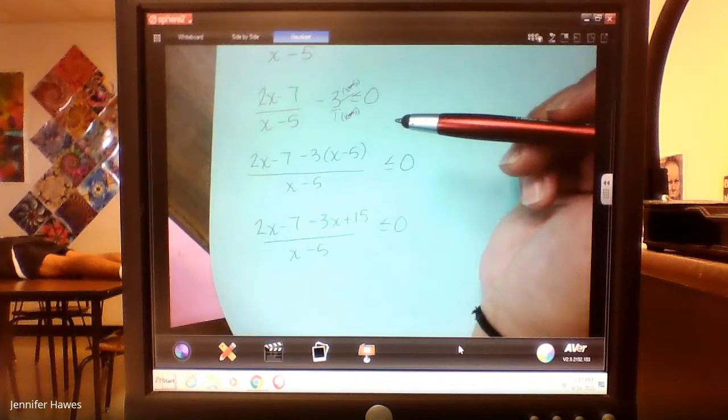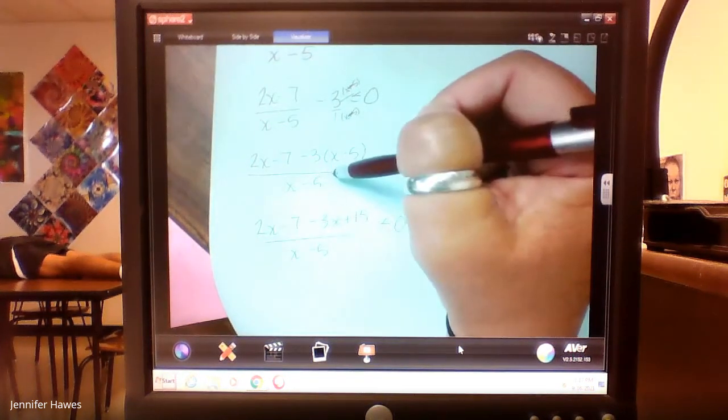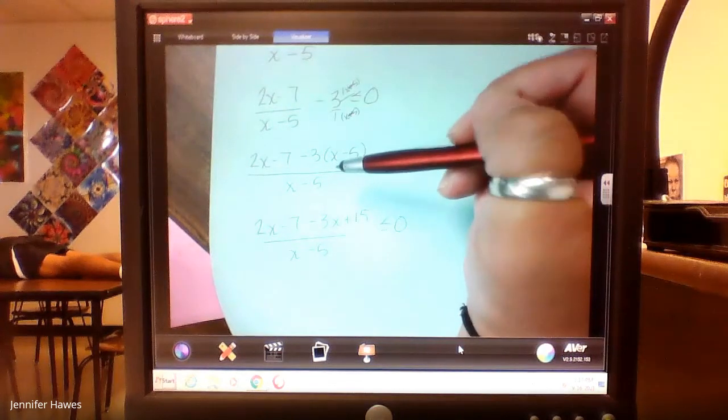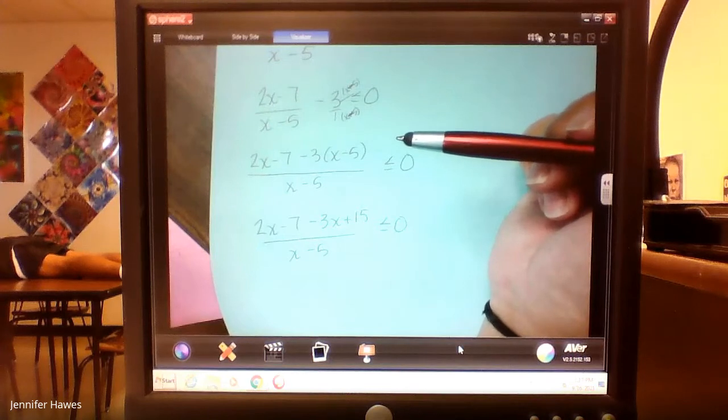Gotcha. And then when you add fractions with the same denominator, you just keep the same, like 1/6 plus 2/6 is 3/6. You don't change that, and then I just need to multiply. Clean up the top.